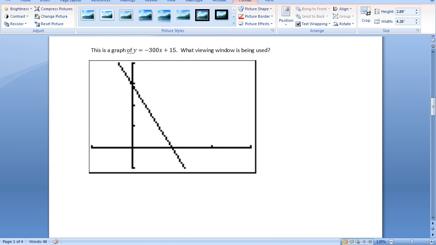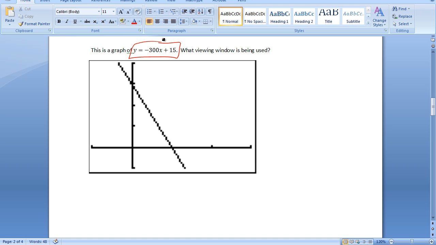Let's do a similar exercise. This time we have the equation y equals negative 300x plus 15. Again, we'll find the y-intercept. It occurs where x equals 0 and we find that y equals 15. So the y-intercept is 0, 15. That's this point here.